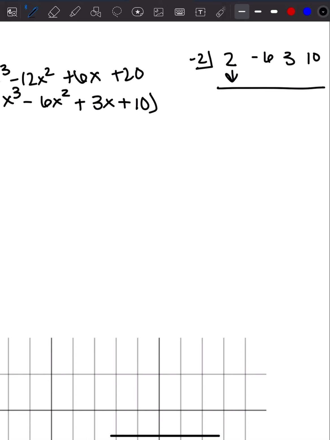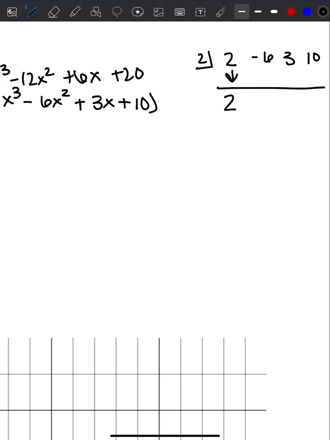So I'm going to bring down this first term. 2 times negative 2 is negative 4. Add those together to get negative 10. Negative 10 times negative 2 is 20. 20 plus 3 is 23, and I can already see for sure that's not going to work. So what I'm going to do is change it. Instead of x plus 2, I'm going to try x minus 2 and see if that works.